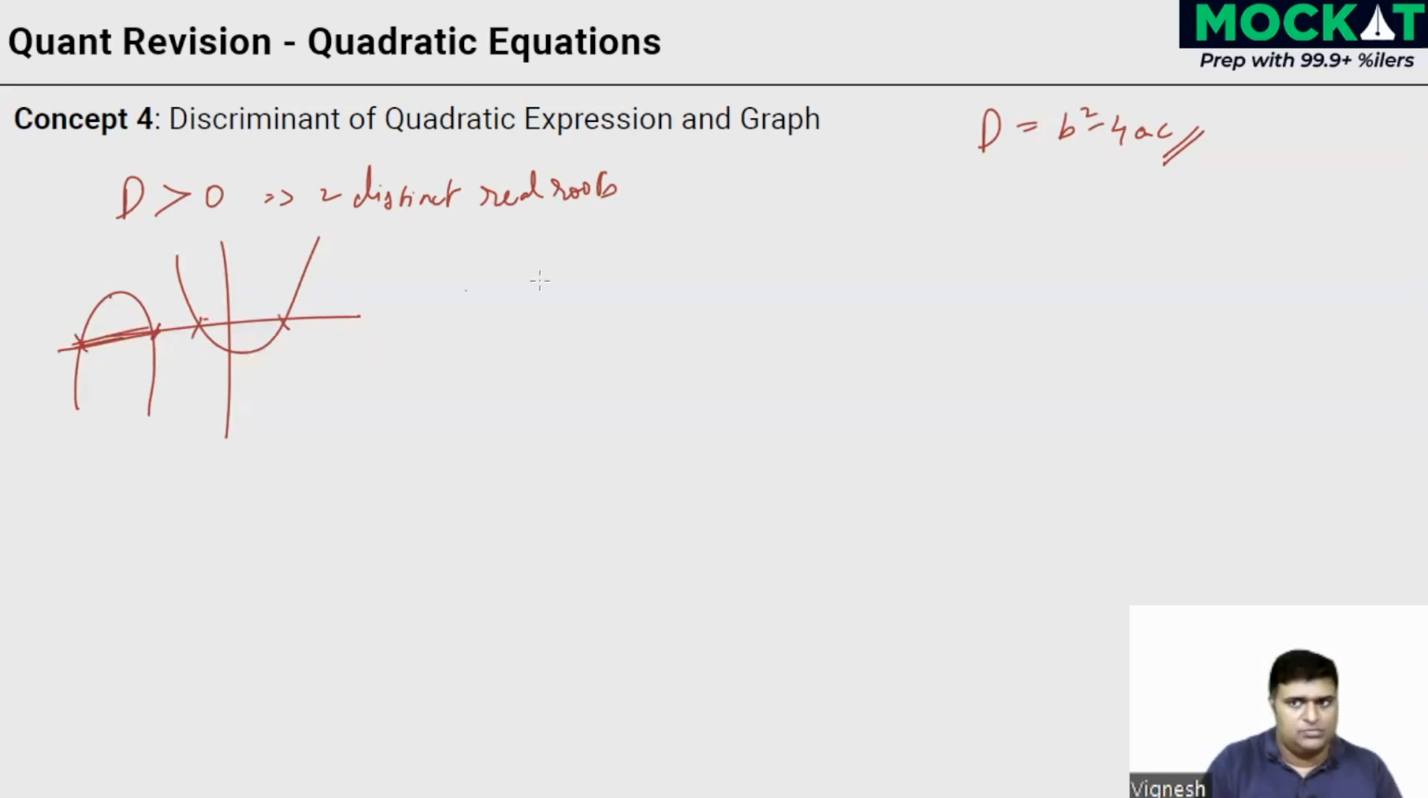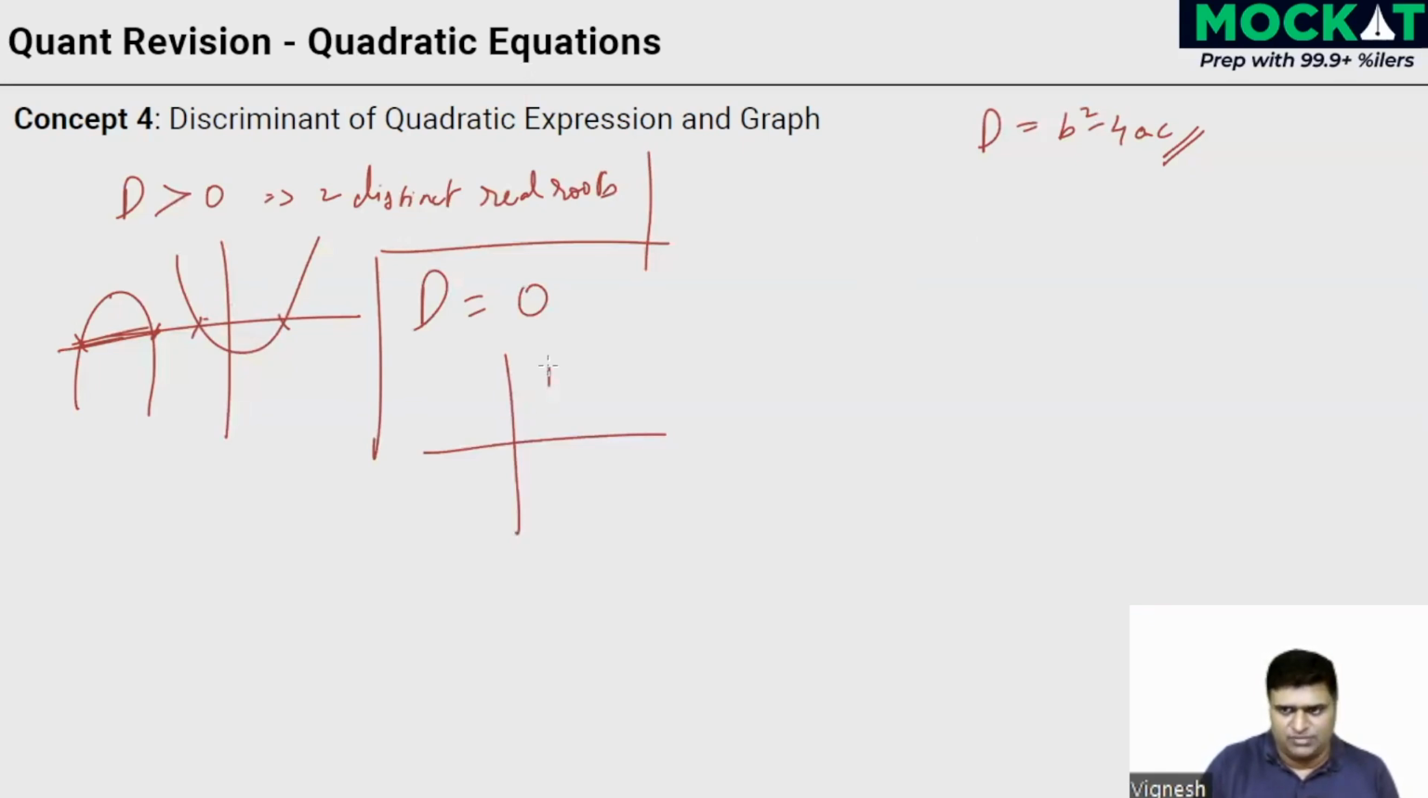Now, what if your discriminant is going to be equal to 0, right? If it's going to be equal to 0, b square minus 4ac equals 0. I think all of you would be pretty much knowing it. It's going to be just about touching over here and touching over here, right? And that's when the discriminant is equal to 0.